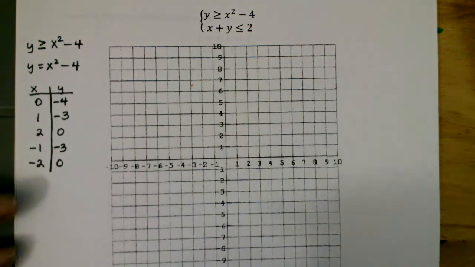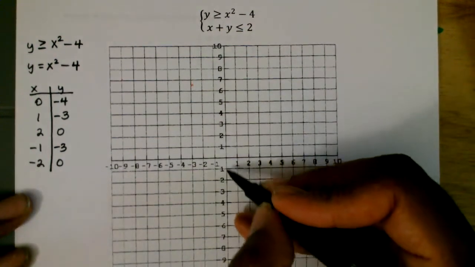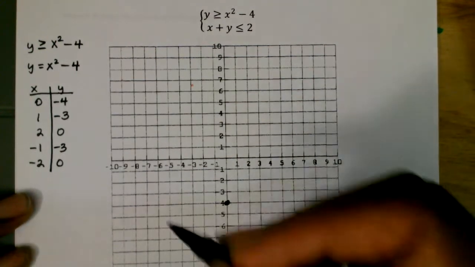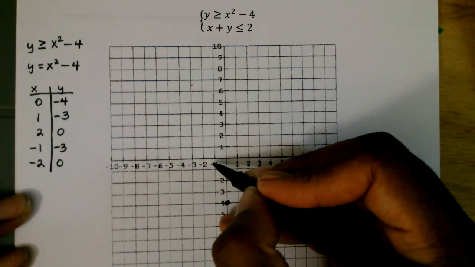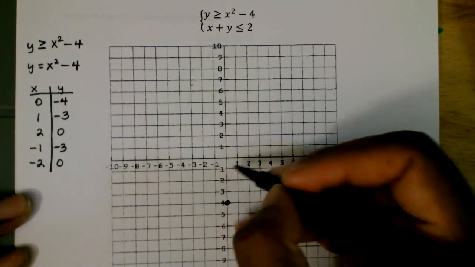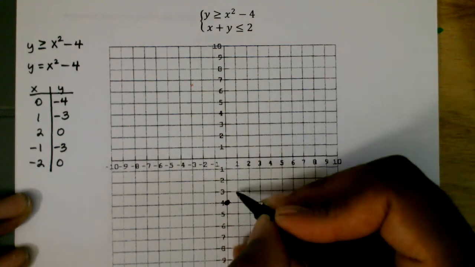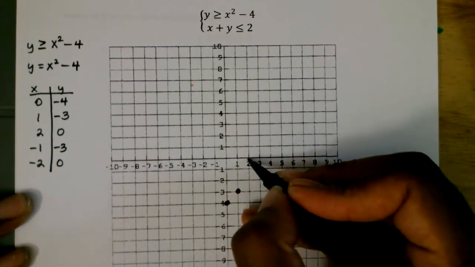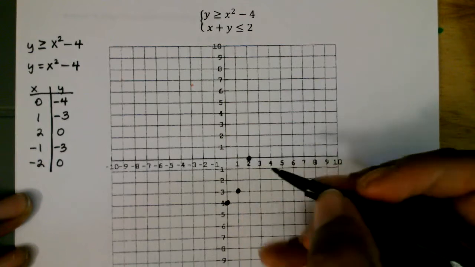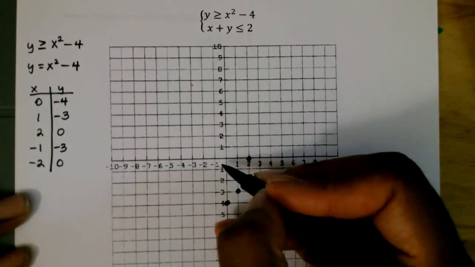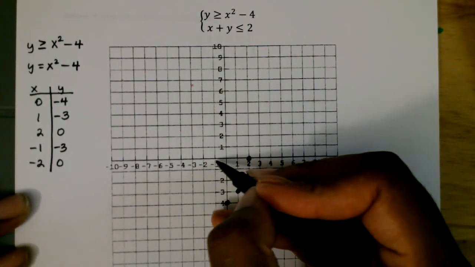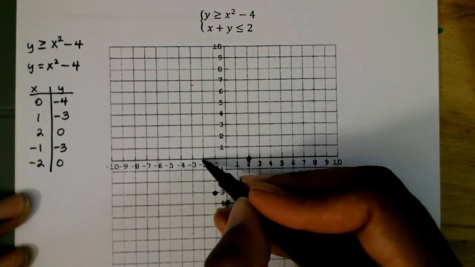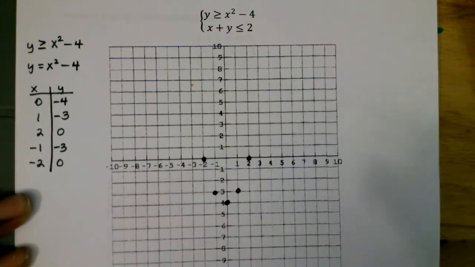Okay, so 0, negative 4 will stay at 0, but go down 4. 1, negative 3 will be to the right 1 and down 3. 2, 0 will be to the right 2 and on the x-axis. And negative 1, negative 3 to the left 1 and down 3. Negative 2, 0 to the left 2 and on the x-axis.